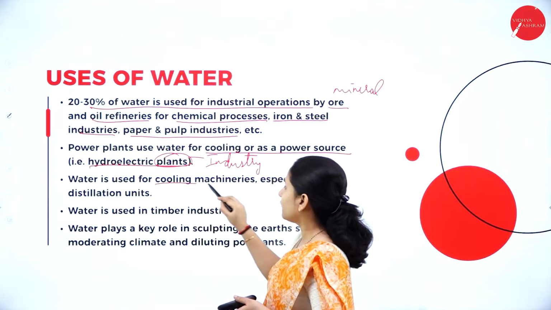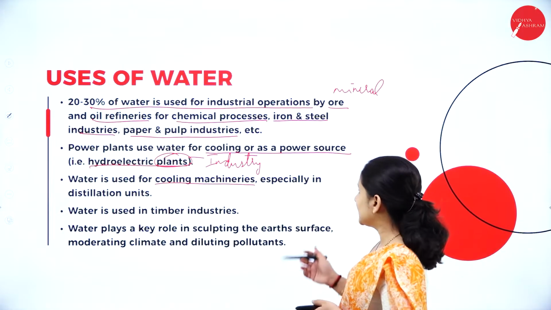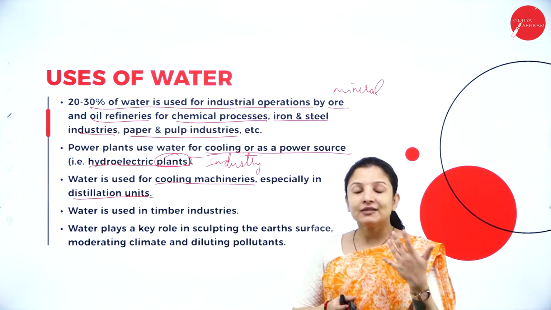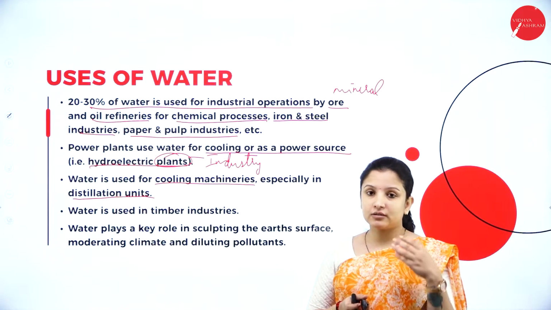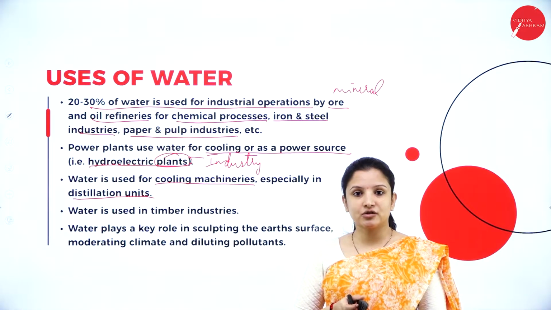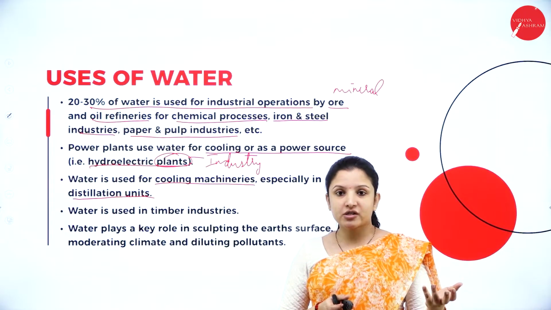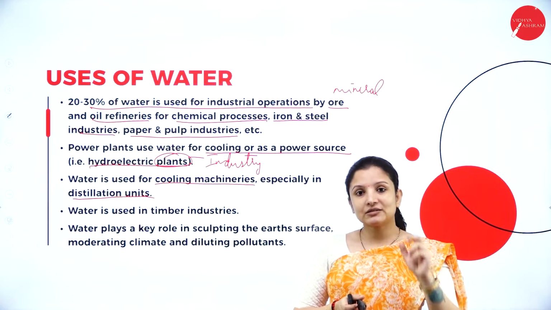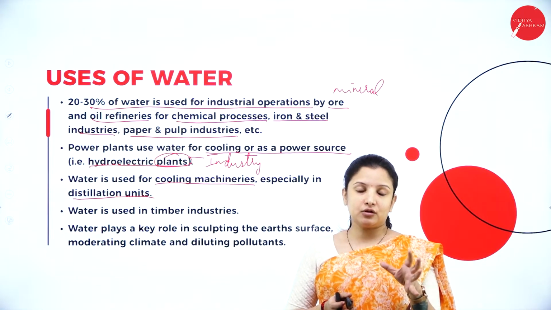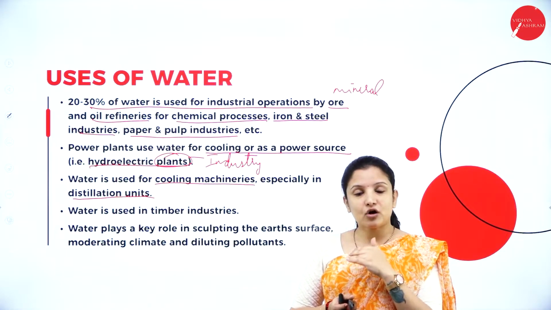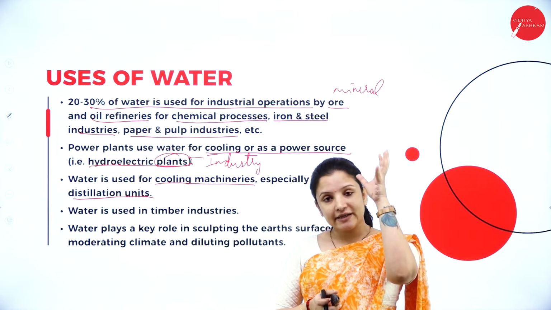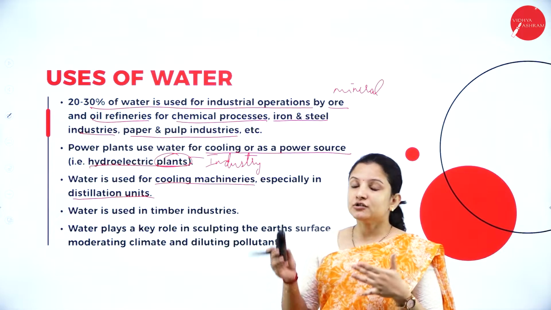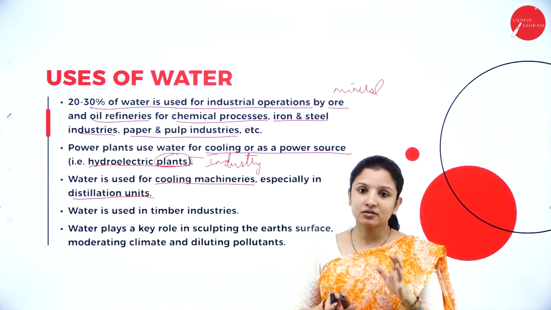And not just that, water is also used in cooling machineries, especially in distillation units. So distillation units means we get a lot of distilled water. Distilled water is used in many industries, educational institutions, for running a lot of machineries, batteries and all that. This distilled water is very, very important. So the instrument that is used to get the distilled water, which is called the distillation unit, needs to be kept cool throughout when the distillation of water process is taking place. So for that also lots of water is used here.